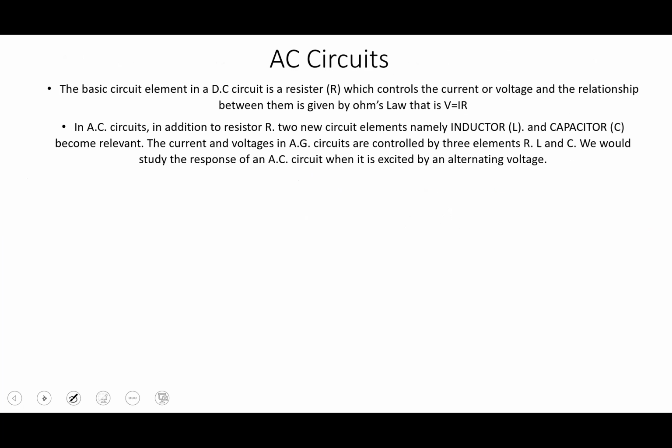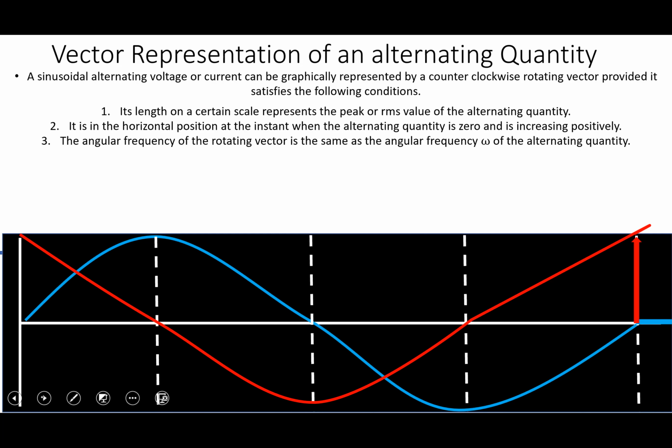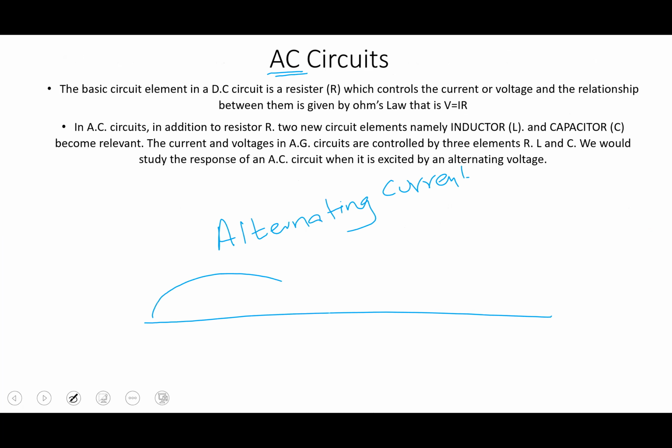Now, AC circuits. What is AC actually? AC represents alternating current. Basically, it also follows a sinusoidal pattern like this.